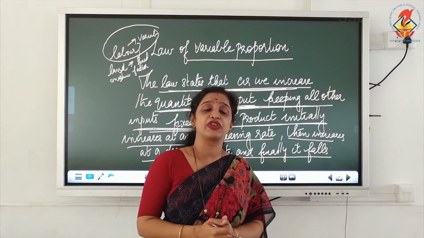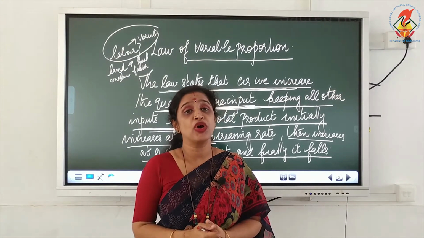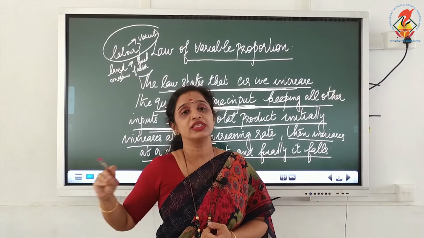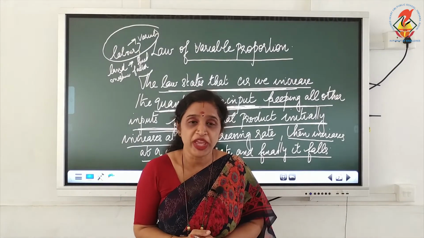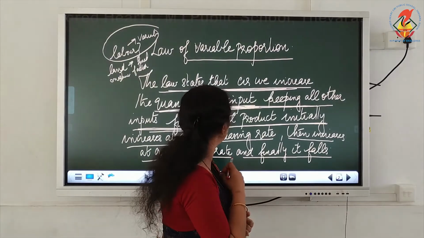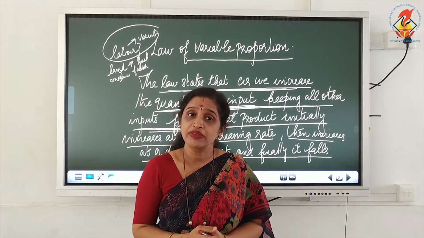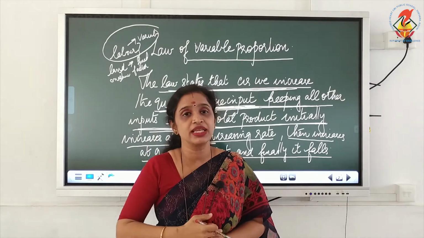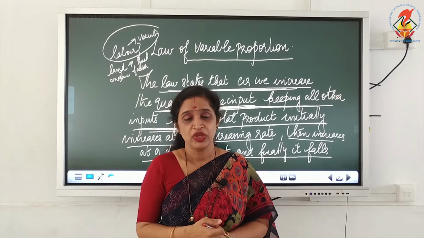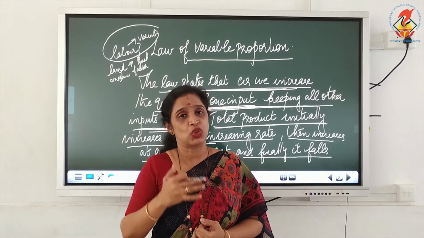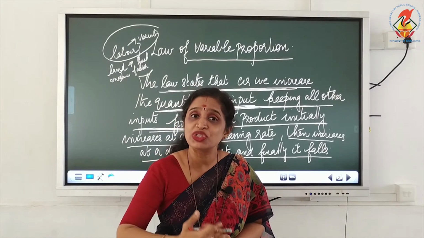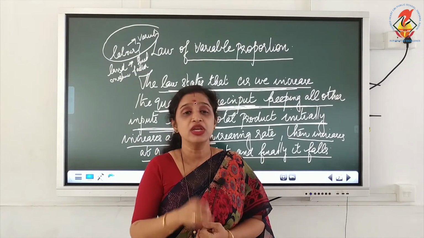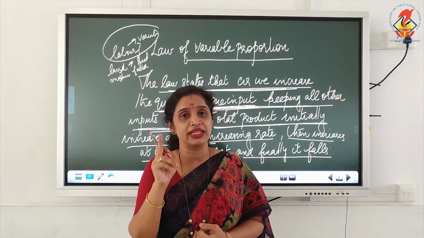So what is the behavior of total productivity when the variable input is increased while all fixed factors are kept constant? The total productivity will initially increase at an increasing rate, then increase only at a decreasing rate, and finally it falls. So automatically, when TP is showing a change, marginal productivity will also change accordingly. We have learned about the relationship between total productivity and marginal productivity in the second video.